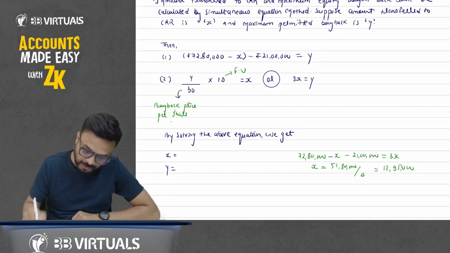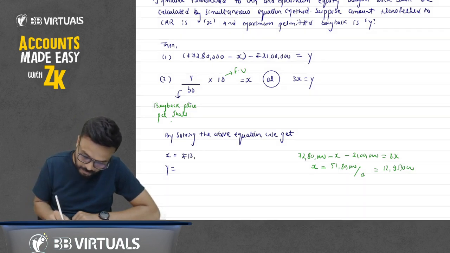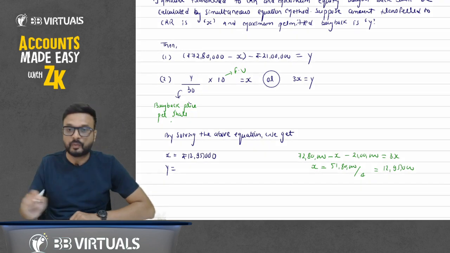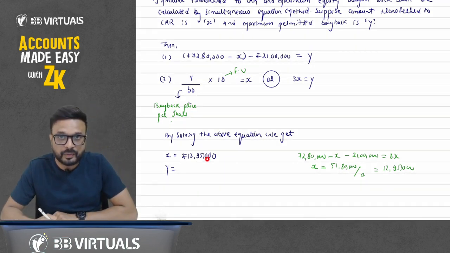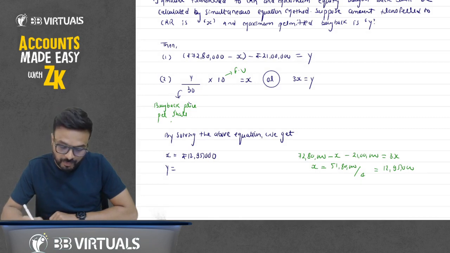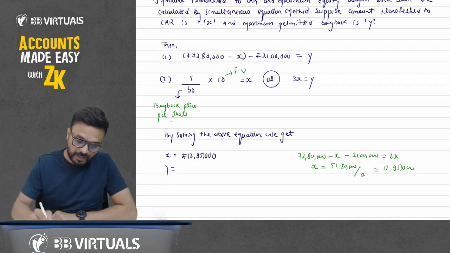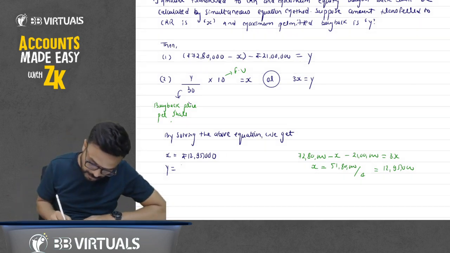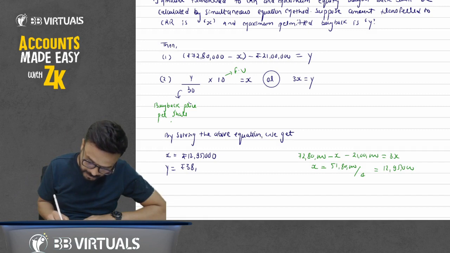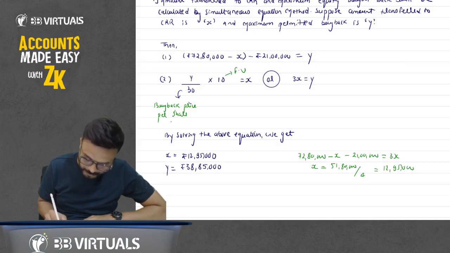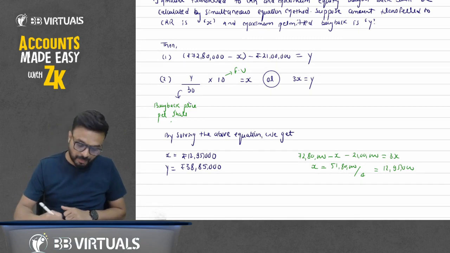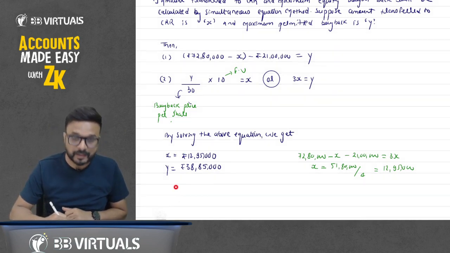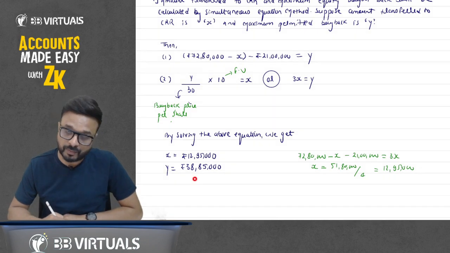So x is how much? 12 lakh 95,000. Now we have found it, 12 lakh 95,000. You can put it in, y will come, or you can say x is 12 lakh 95,000 multiplied by 3. So y will come 38 lakh 85,000. So what is this x? The amount of CRR, and what is this y? The amount that we can utilize for the purpose of buyback.